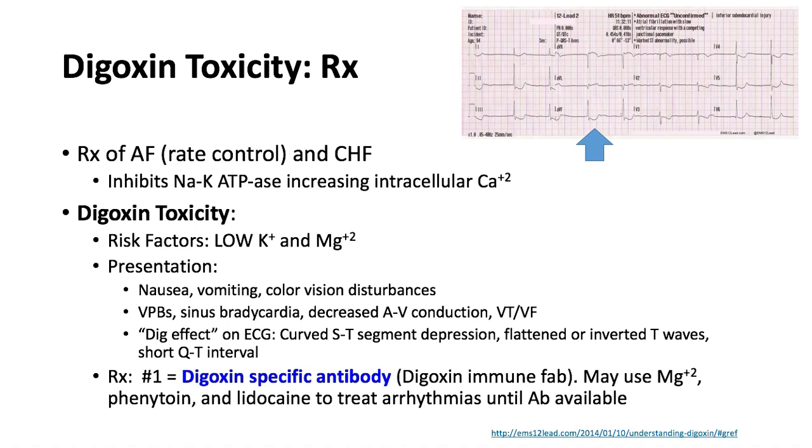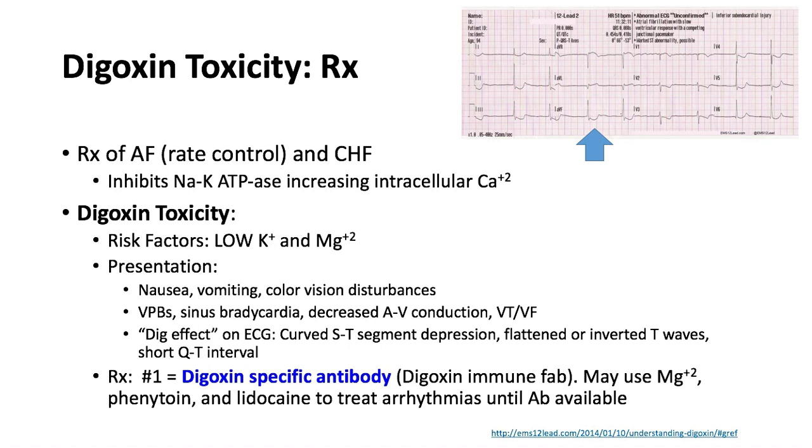Dig toxicity: if you're taking too much dig, what are some of the risk factors for having toxic effects? If your potassium or magnesium are low, it's going to potentiate the chance of having toxicity. And the way it presents, patients get nauseated, they start to vomit, they see weird color disturbances, I believe it's yellows, ventricular premature beats and bradycardia, AV conduction is affected, even VTach and VFib, and that classic dig effect all across the electrocardiogram, the ST segment depression and changes in T waves.